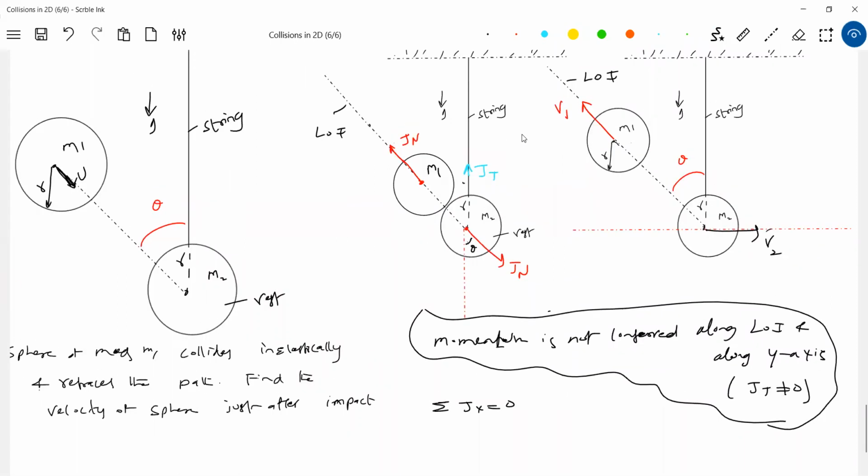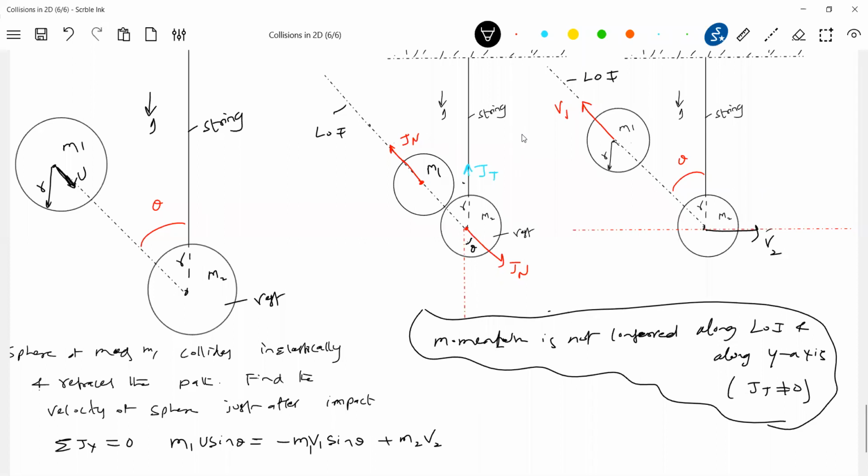Initial momentum m1... I'll write all the set of equations here. Applying m1 u sine theta minus m1 v1 sine theta plus m2 v2. How many unknowns are there? v1 and v2 are two unknowns. I need one more equation. So from where should I bring one more equation?